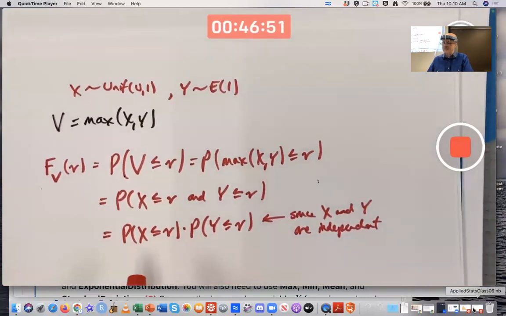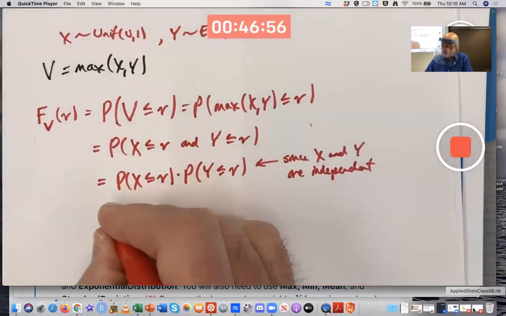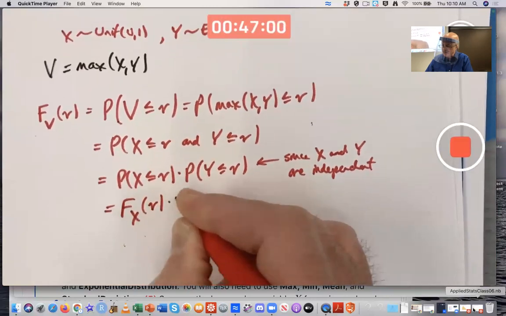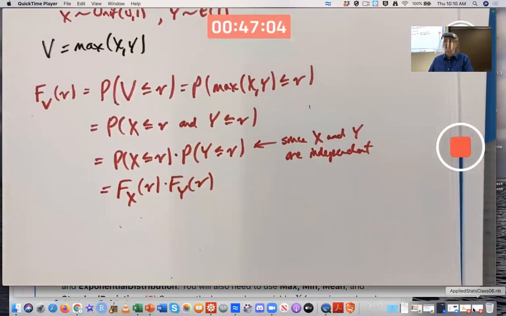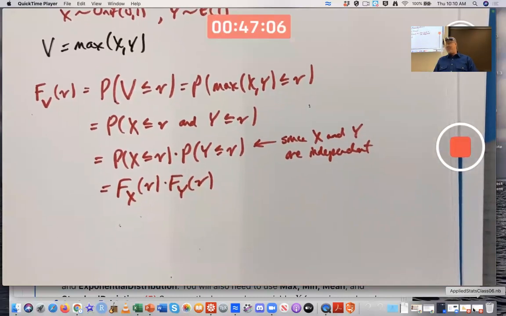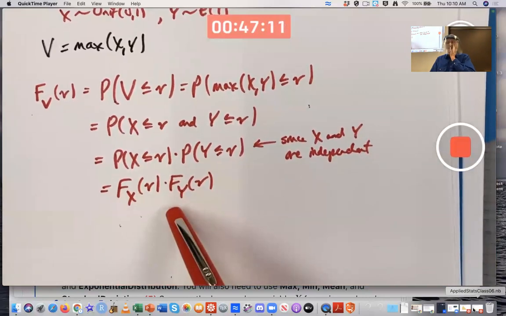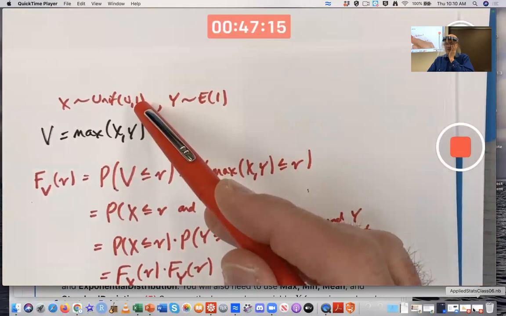The CDFs for x and y are what these are. You don't have to write this, but you could say this is capital F sub x of little v times capital F sub y of little v. Keep the little v consistent. Technically, these are defined for all v, but with x, it's only something non-trivial when v is between 0 and 1.